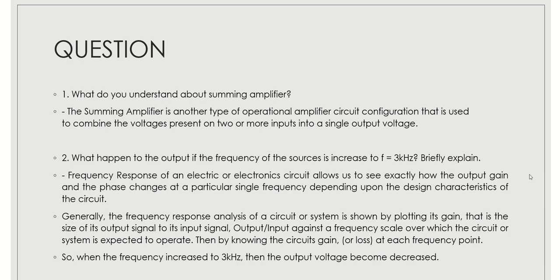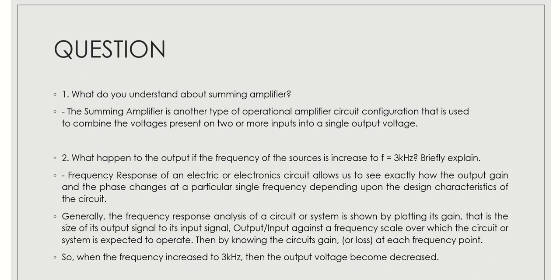Next question. What do you understand about summing amplifier? The summing amplifier is another type of operational amplifier circuit configuration that is used to combine the voltage present on two or more inputs into a single output voltage.